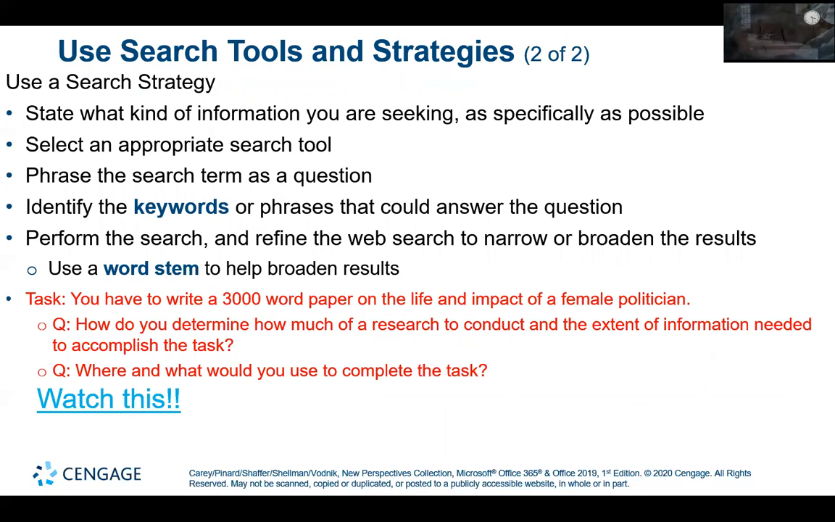Use the search strategy. State what kind of information you are seeking as specifically as possible. Select an appropriate search tool. Phrase the search term as a question. Identify keywords or phrases that could answer the question. And perform the search and refine the web search to narrow the results or broaden them if it's too narrow. Use the word STEM to help broaden the results.